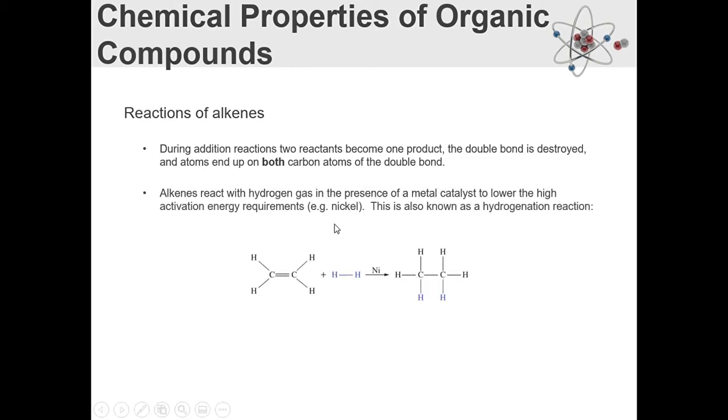Alkenes react with hydrogen gas in the presence of a metal catalyst to lower the activation energy requirements. So basically we need nickel. This is known as a hydrogenation reaction. This is possible due to the fact that ethane is a naturally occurring gas that we can use to turn into ethane.